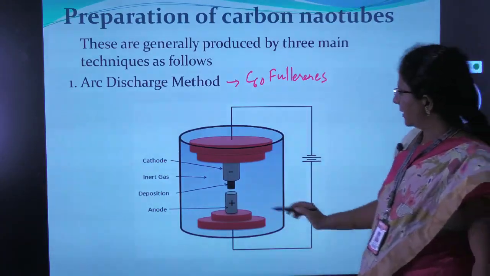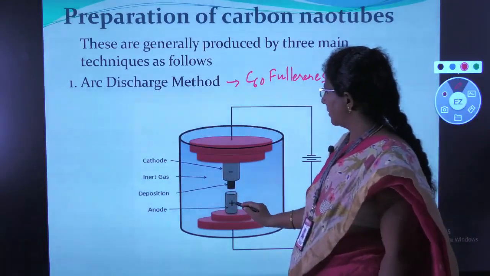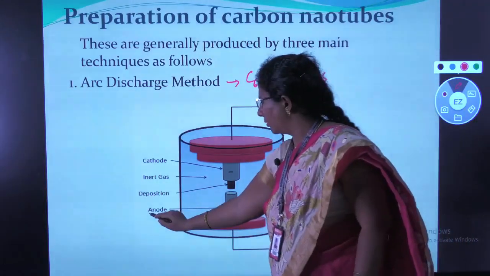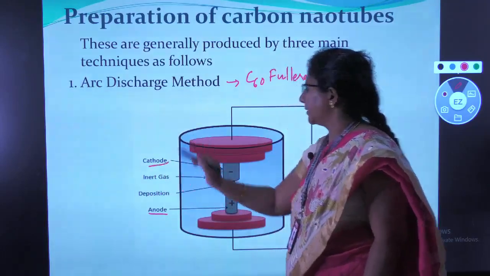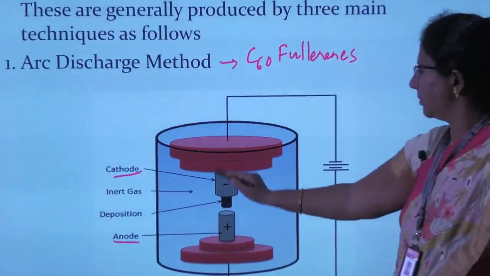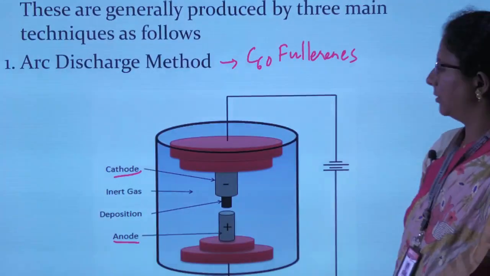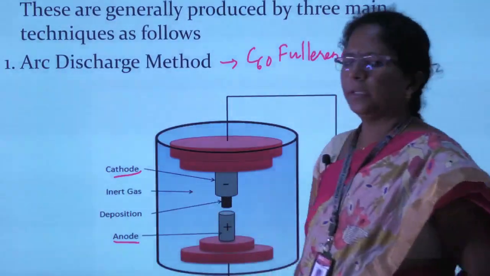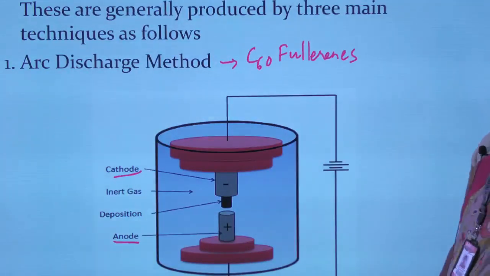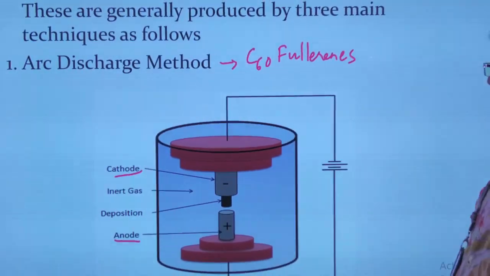Here it consists of two carbon rods placed end to end. One will be acting as anode and the other one will act as cathode. And these will be kept in an enclosure, usually filled with an inert gas. And here this is connected for providing the direct current source.